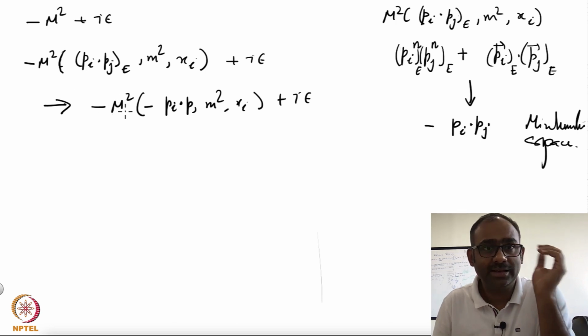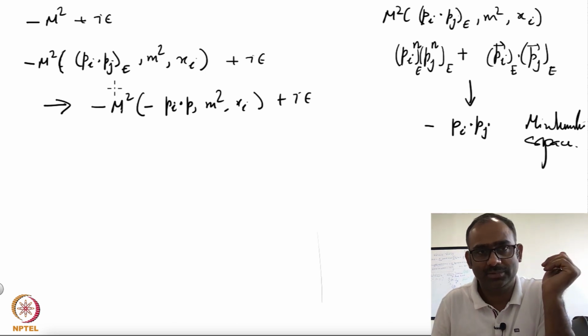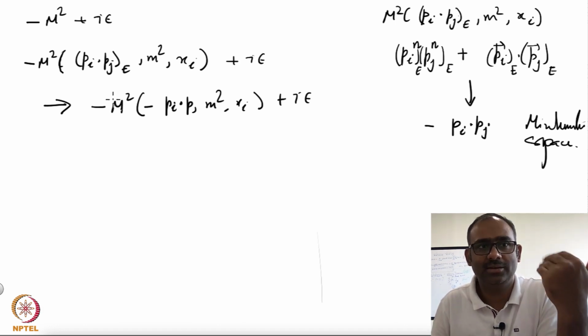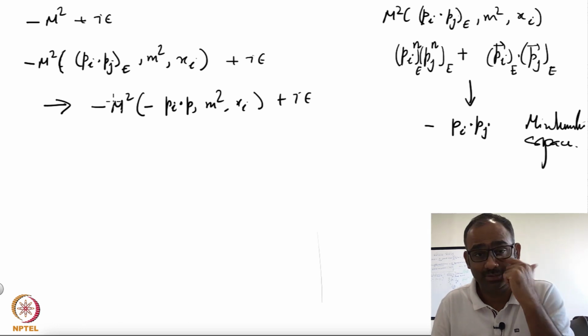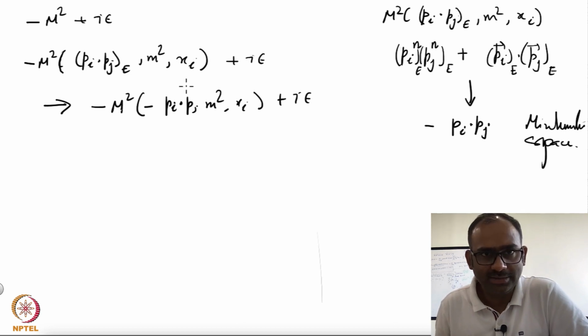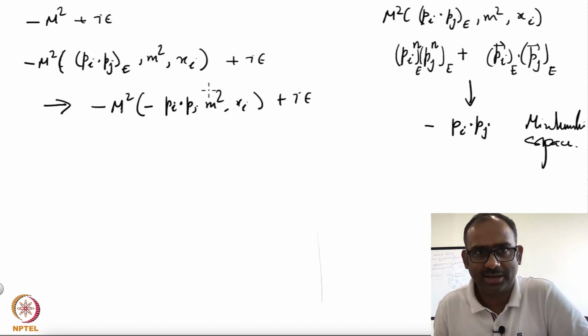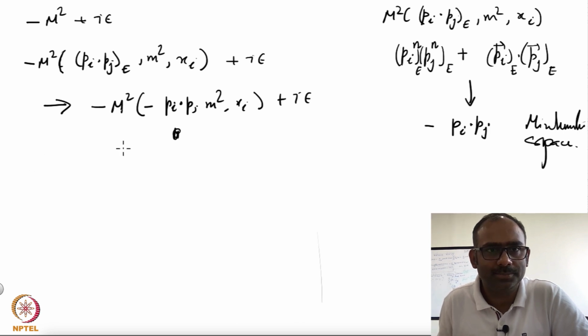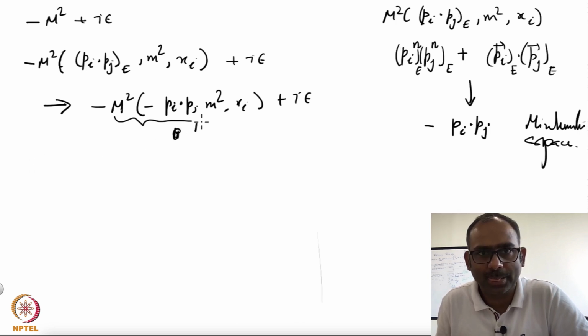Earlier I was writing m square because m square was positive definite. So, it made sense to write m square using the square as a symbol to remind you that it is a positive object. But now, once you have gone to Minkowski space, this m square with these arguments is not necessarily positive definite. So, I will redefine it to make a better symbol. I will define this as minus delta.